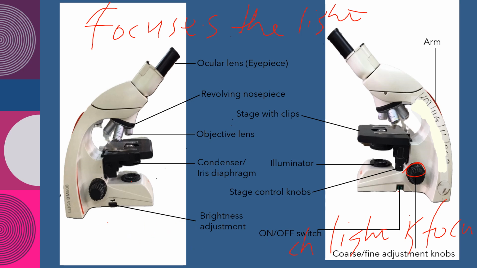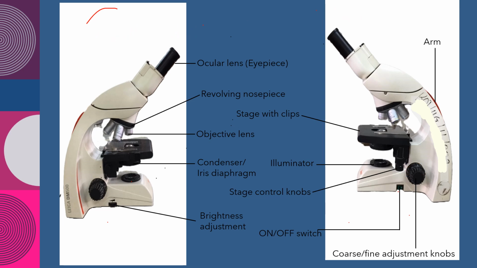Okay, so we can understand the different functions of the condenser and iris diaphragm. We'll see them a little more clearly as we go along. The stage control knobs are used to control the stage here. The knobs are two. There's one above and there's one beneath.